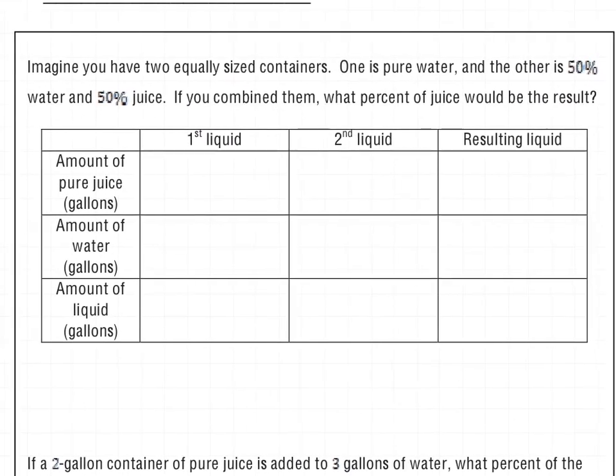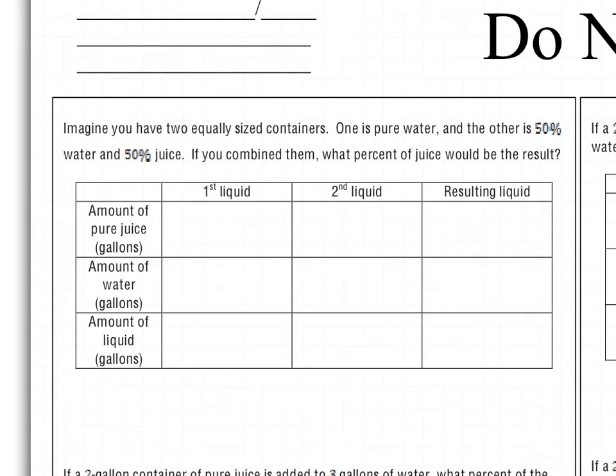Okay, looking at our do now. Our do now is the beginning of our lesson for today. It says, imagine you have two equally sized containers. One is pure water and the other is 50% juice. If you combine them, what percent juice would be the result?